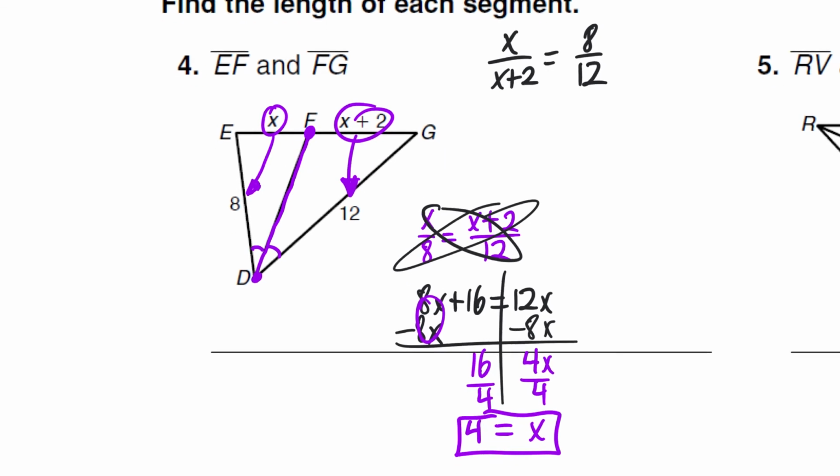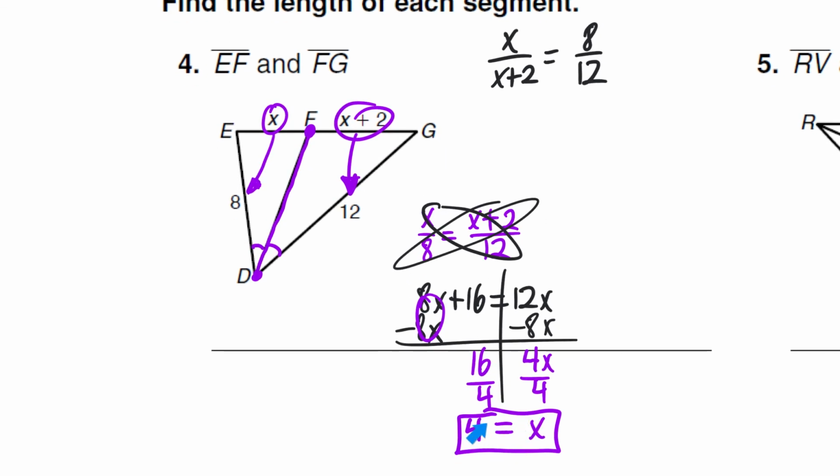Now on this one, it's asking for more than just x. We need to know what x is, but it's asking for the length of these two segments. So EF, how long is EF going to be? 4. It's 4 because it's just x. So EF is 4. And then if x is 4, how long is FG? 4 plus 2 is 6.